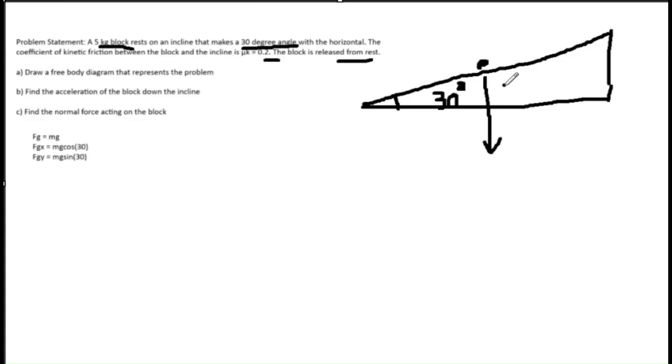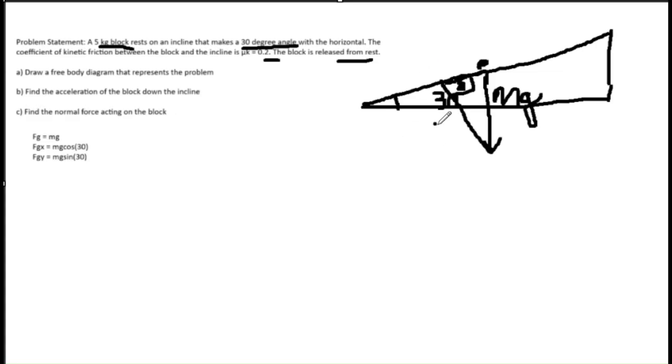So here we could write mg, this is gravity. The x component would be perpendicular to the incline, so that would be around here. And the y component would be parallel to the incline. So that would be like this. Okay, and now we can just start labeling.